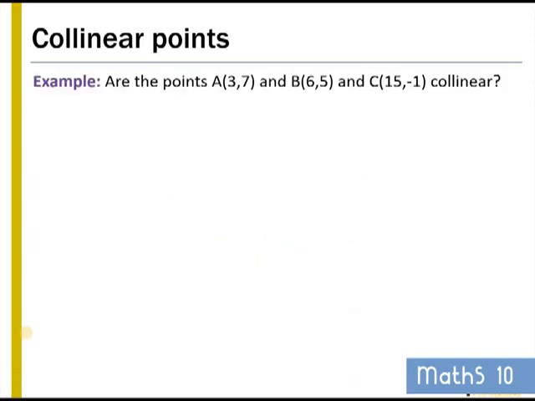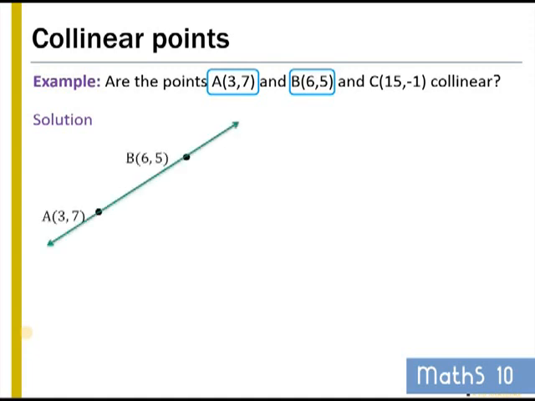Example: are the points A (3, 7), B (6, 5) and C (15, -1) collinear? To decide, let's start by finding the equation that A and B lie on. So here are A and B. The slope of this line is y2 minus y1 over x2 minus x1, which is 5 minus 7 over 6 minus 3, which is -2 over 3.